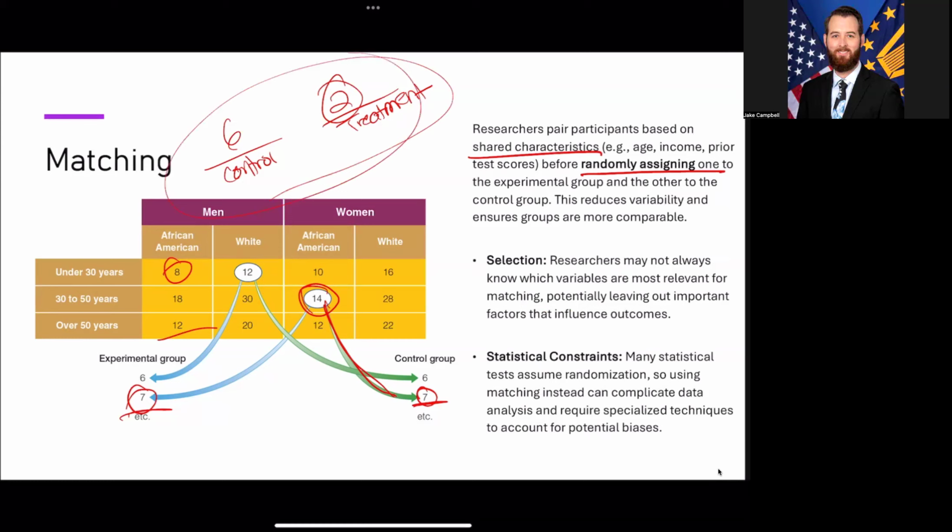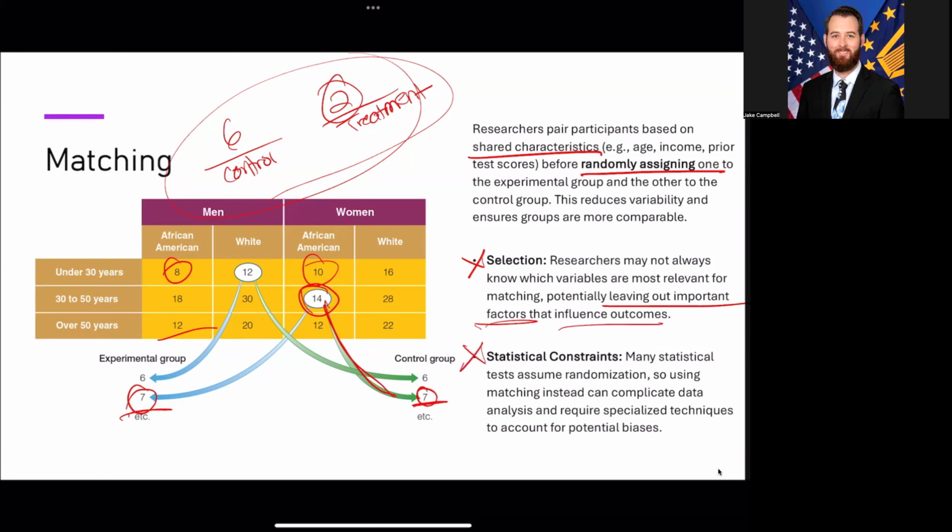At the same time, there are some drawbacks of that. The first being selection. You may not always know what factors are most relevant and end up leaving out important factors. Just because we think race, age, sex may matter, there may be other differences between these, like some of these African American men are college graduates and some of them are not, or some of them are conservative and some of them are liberal, right? If those are things that you don't take into account and you just split the group into two 50-50 groups, other factors like that may be imbalanced and that can influence the outcome, and that's not ideal, right?